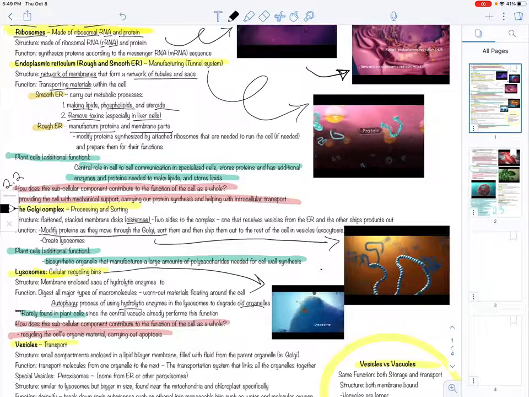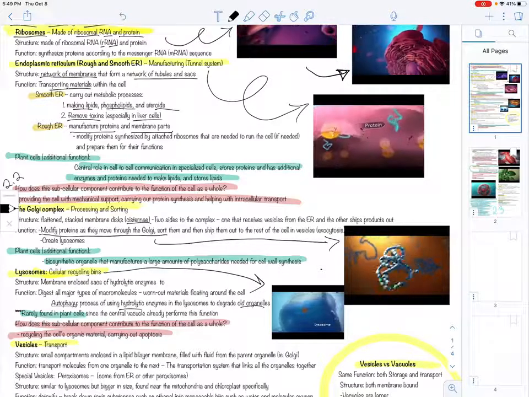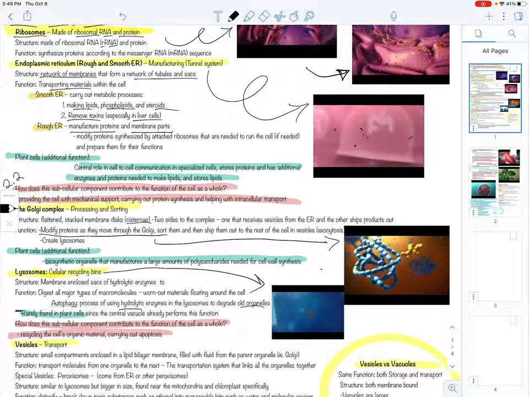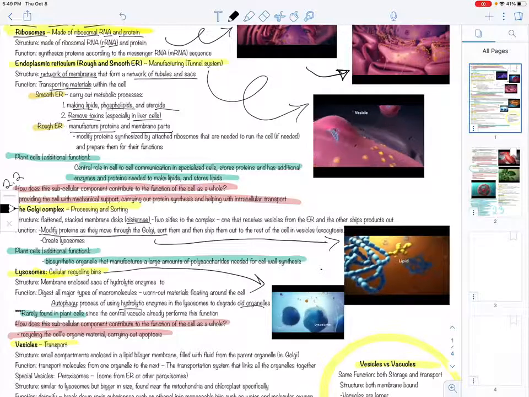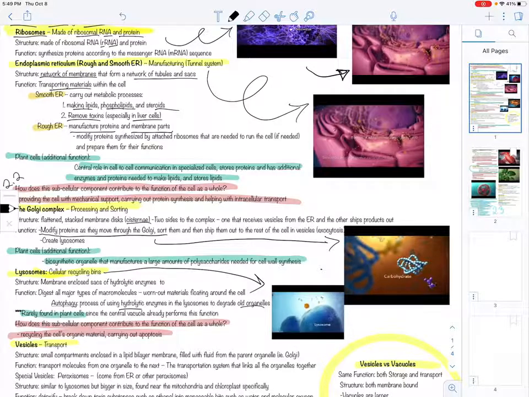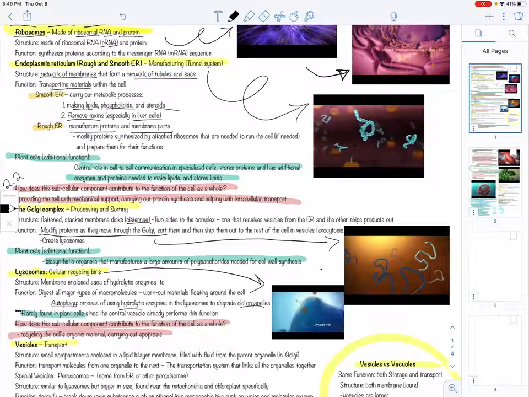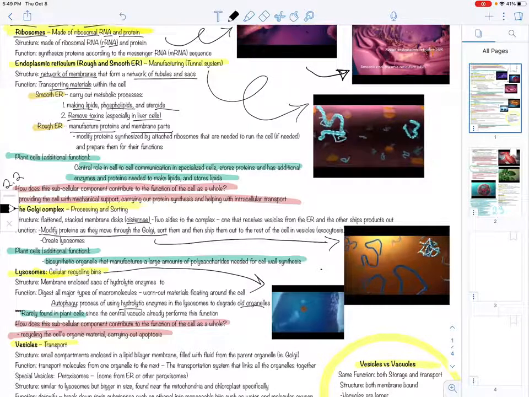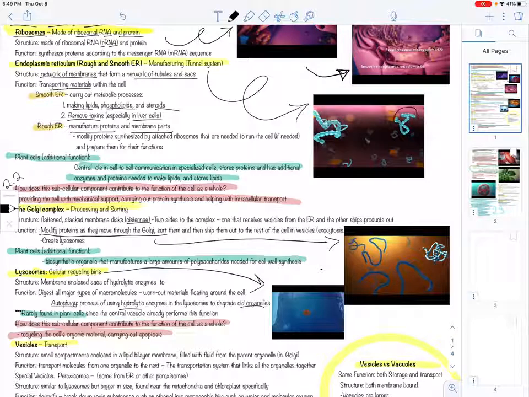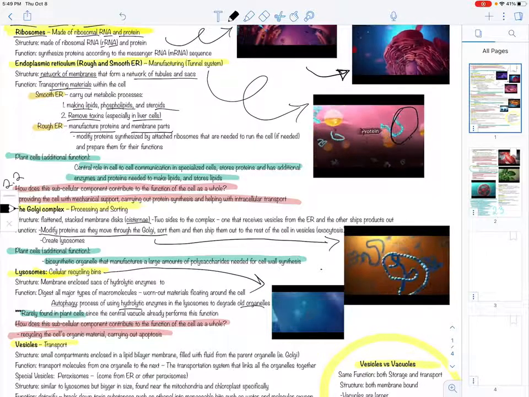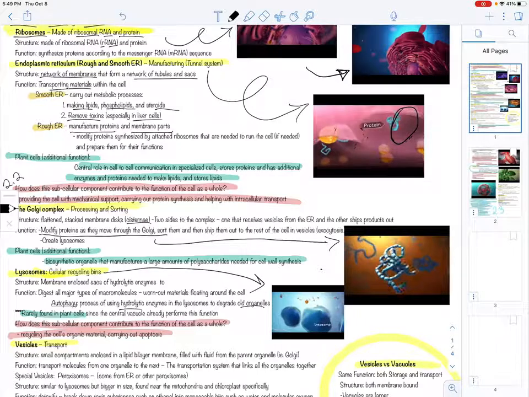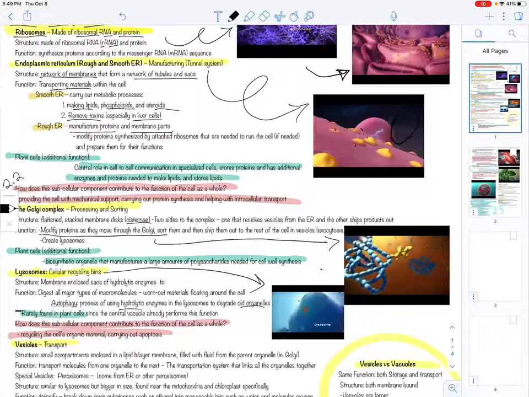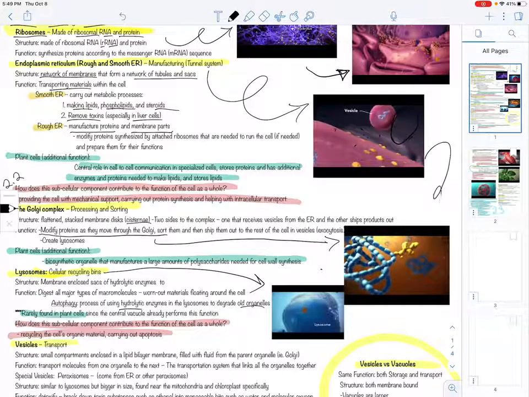Okay, so your rough ER is going to modify proteins that the attached ribosomes have synthesized if needed, and then prepare them for their function. So as you see right here, we have our protein made by our ribosome, and your endoplasmic reticulum is taking that protein, putting it into a vesicle, and sending it out to the Golgi body.